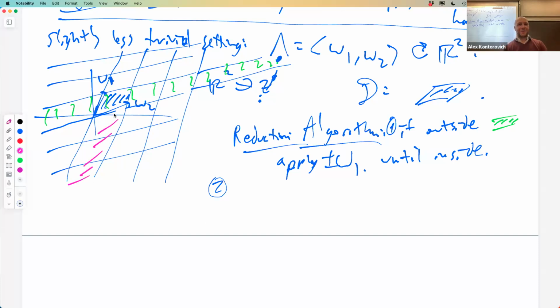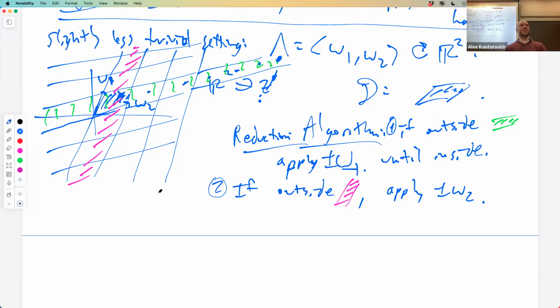Yeah, and I have another fundamental parallelogram, fundamental cylinder corresponding to translation by W2. And if outside this cylinder, what color was that? If outside that cylinder, apply plus or minus W2. Well, I am outside that cylinder, so I'm going to apply minus W2, minus W2, minus W2, minus W2, and oh, bingo, there's my equivalent point.